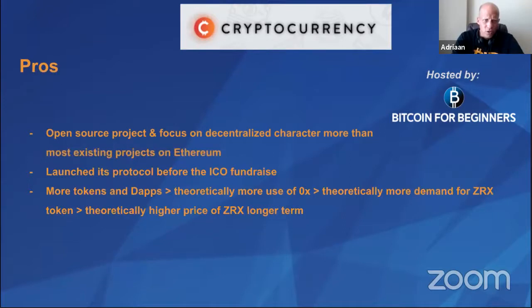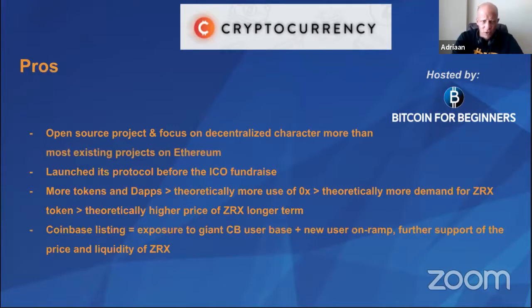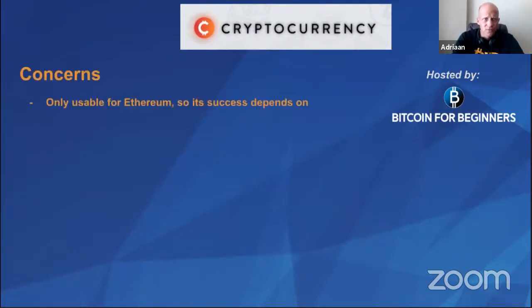There are more tokens and dApps, which would lead theoretically to more use of 0x, theoretically more demand for the 0x token, which theoretically would lead to a higher price of 0x in the longer term. Coinbase listing is extra exposure to the giant Coinbase user base and new users on-ramp that will further support the price and liquidity of the 0x token.